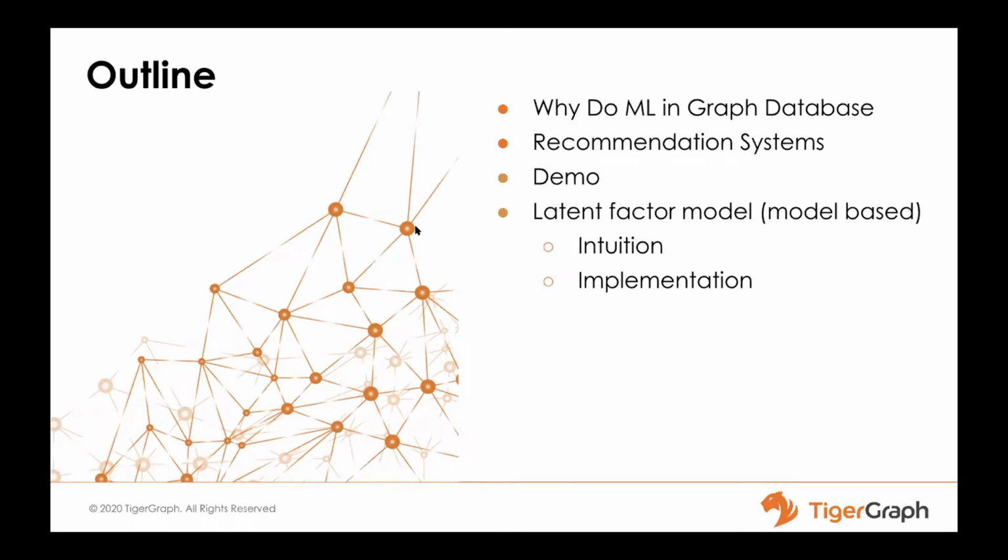So we first gave the motivation of why we want to do machine learning in a graph database. And then Changran is going to give a demo and a deep dive on how he implemented the recommendation solution in our TigerGraph database. And then he will give a technical presentation on how the model works and what the intuition and the implementation steps are.